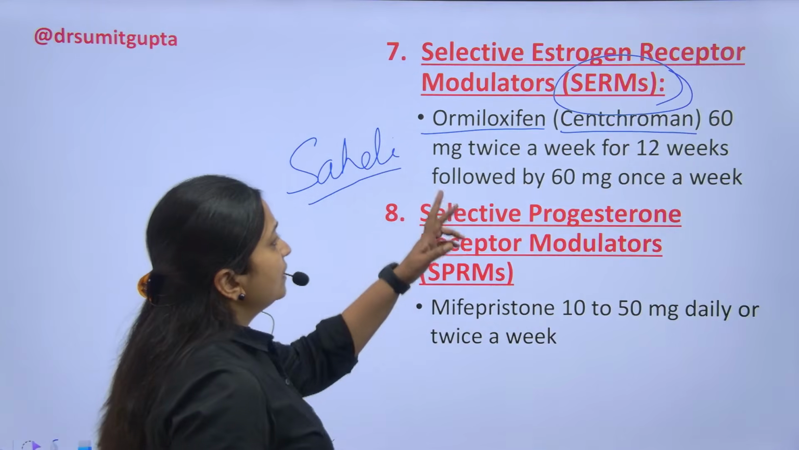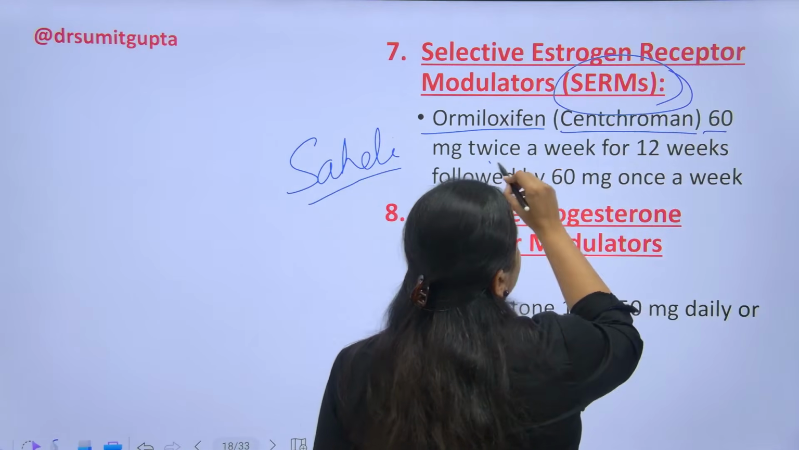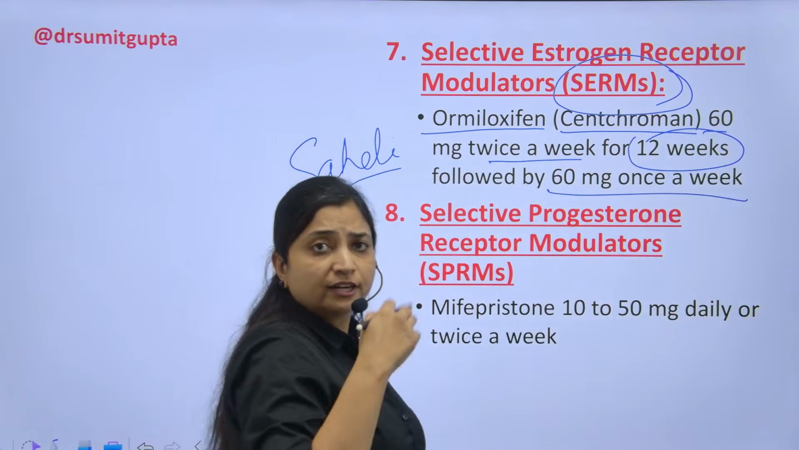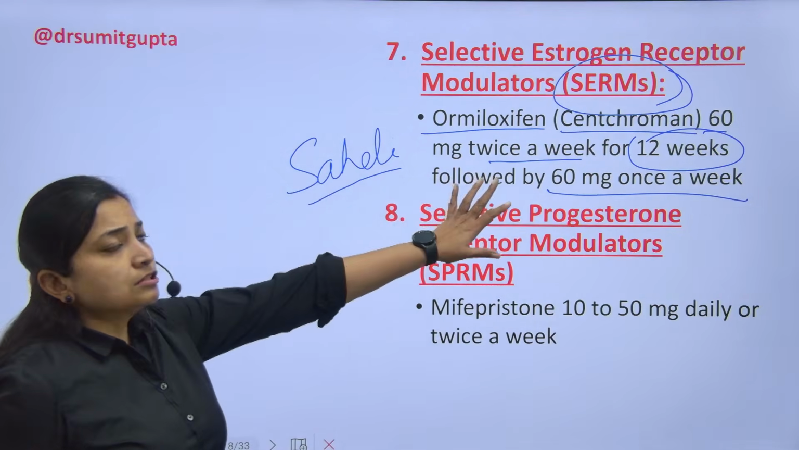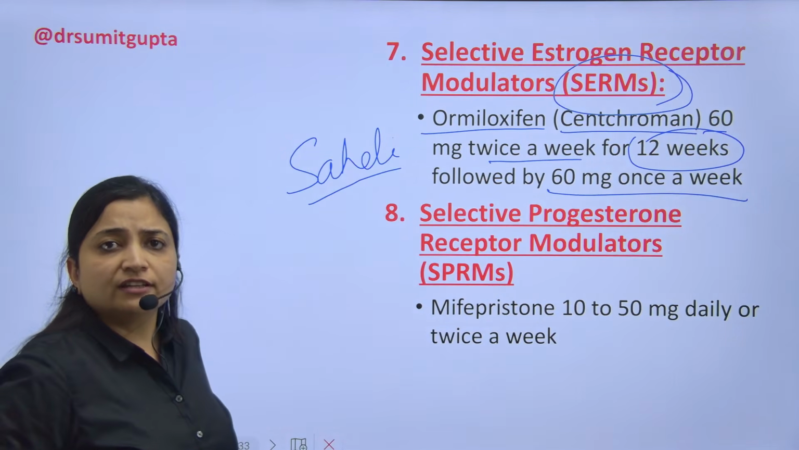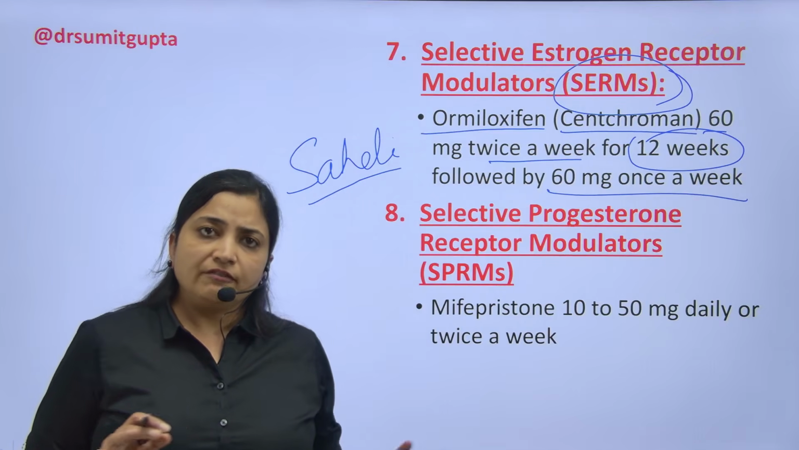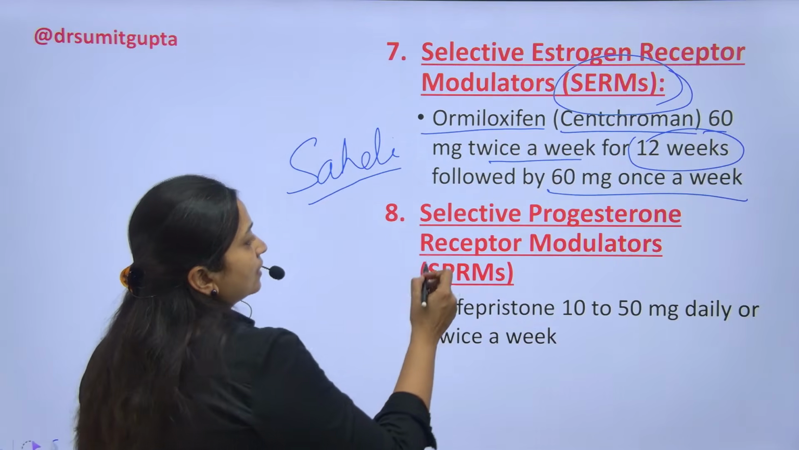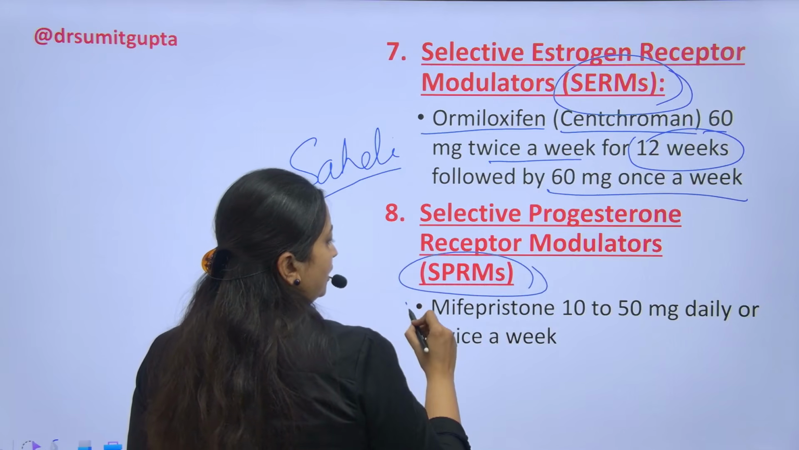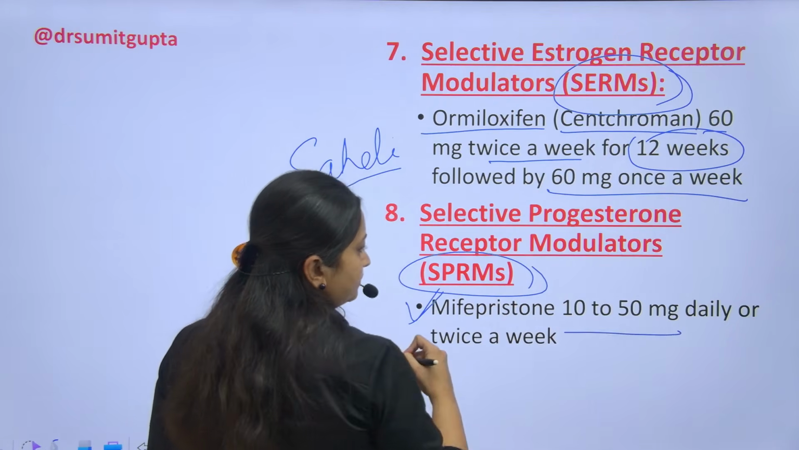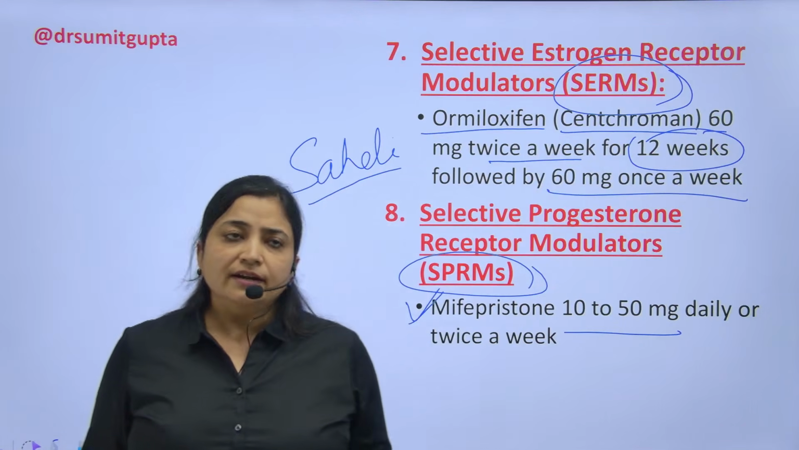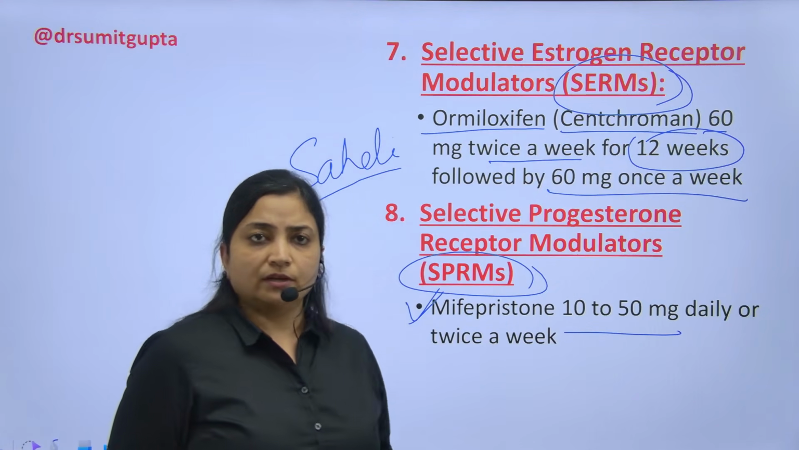So this pill is taken 60 milligram twice a week for the initial 12 weeks and then 60 milligram once a week, continued for at least a few months. This also causes complete amenorrhea in the long run, and once we withdraw it, we see whether the problem is still there or we have treated the thing. Then come selective progesterone receptor modulators, or SPRMs, mainly mifepristone in a low dose, 10 to 50 milligram daily or twice a week. All of these drugs cause amenorrhea.